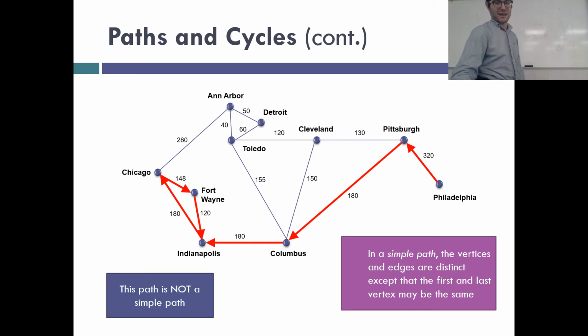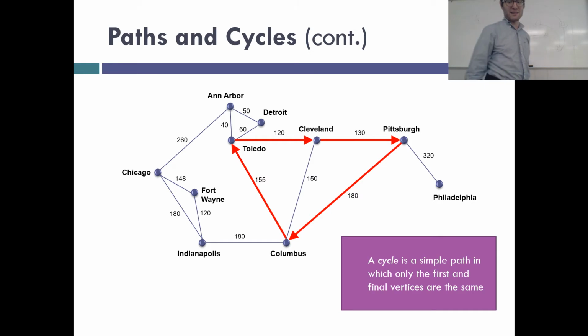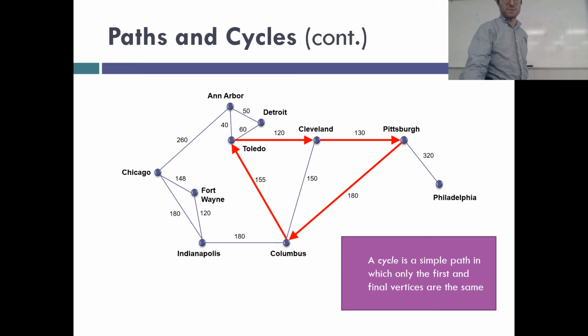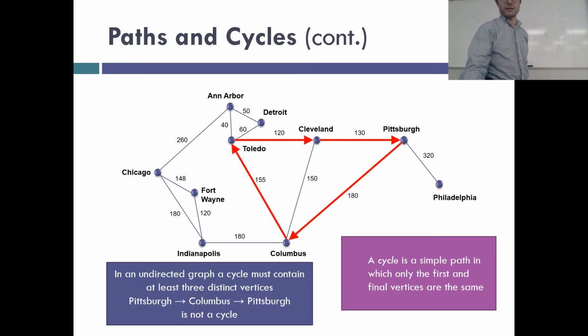This is a simple path. This is not a simple path. We've got this kind of question of where do we end. A cycle is a simple path where only the first and last vertices are the same. So here we've got a cycle from Pittsburgh to Columbus to Toledo to Cleveland. You need to have at least 3 vertices to be a cycle. Going from A to B and B to A isn't enough to be a cycle. You have to go from A to B to C to A to be a cycle.